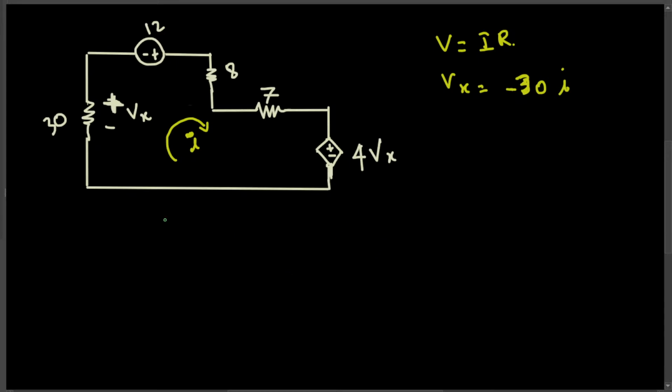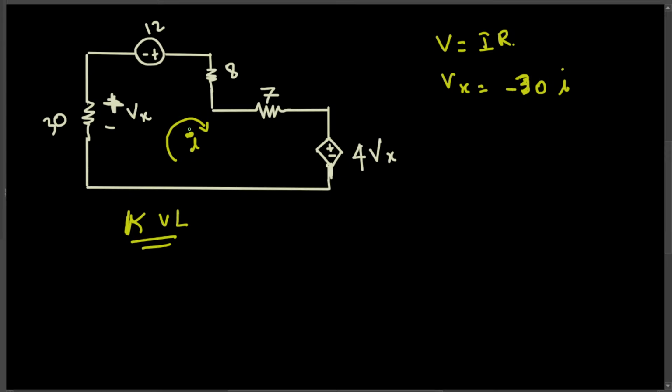Okay, now let's apply Kirchhoff's current law here. Actually, Kirchhoff's voltage law. Kirchhoff's voltage law says that the addition of all the voltages in a loop is equal to 0. Now let's go and add the voltages and see if we can solve any of this. So we can solve for Vx or I, either of them will be helpful.